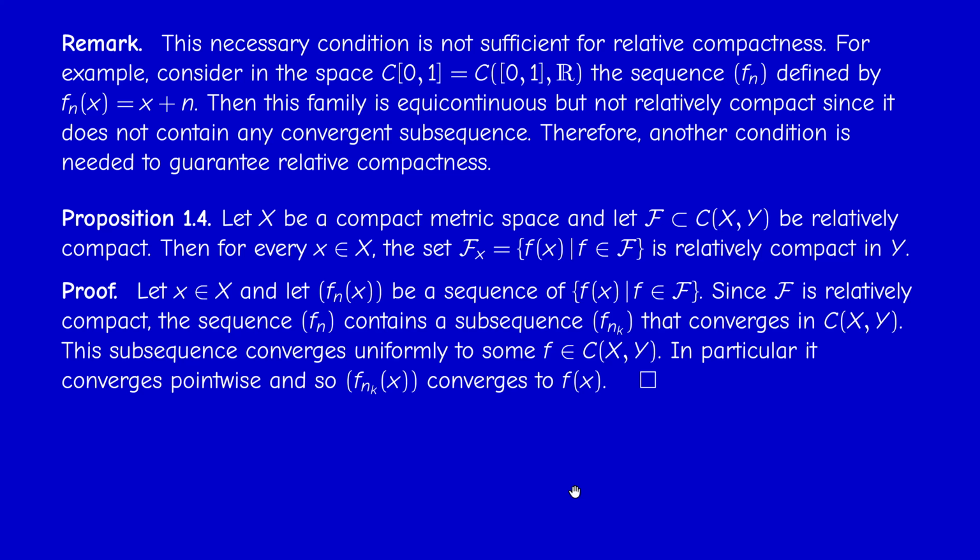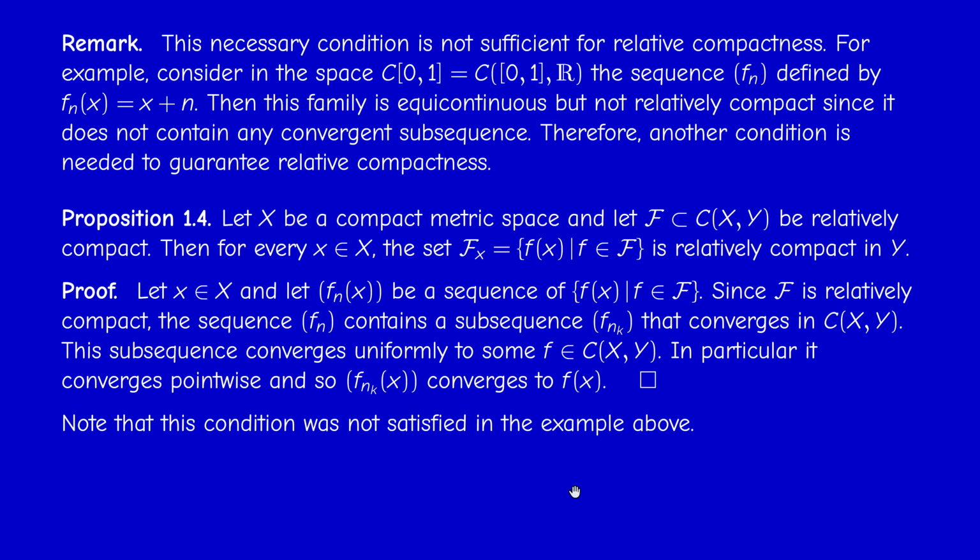And now we are ready to state. So observe why this didn't work in this example. Because this collection is not relatively compact. It's unbounded, actually. When you fix x and you let n vary, you get an unbounded set of numbers. So this is why we didn't have relative compactness here.